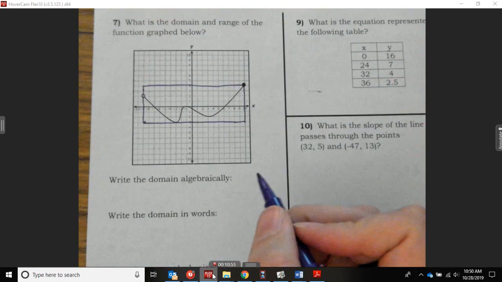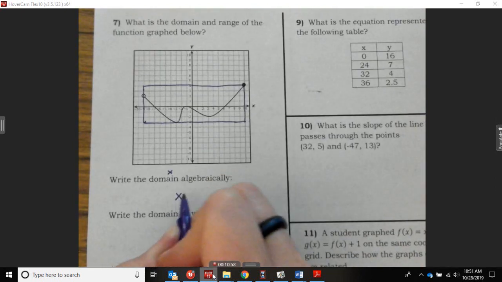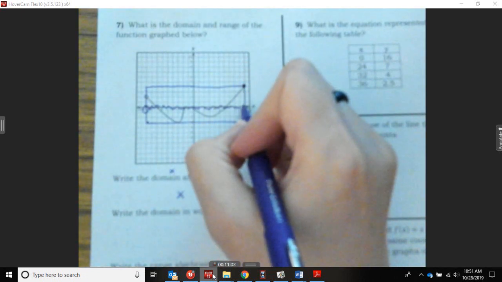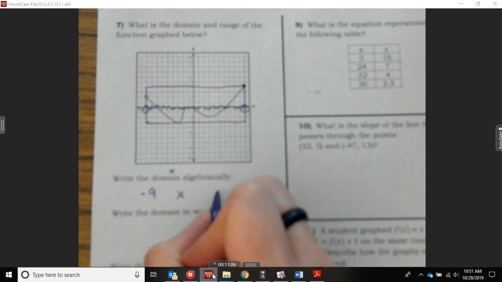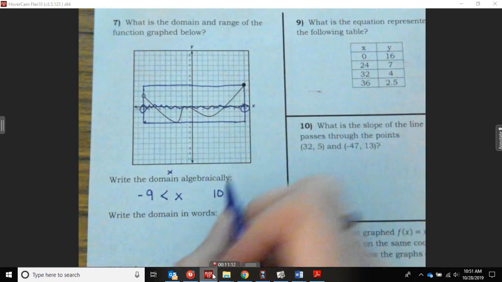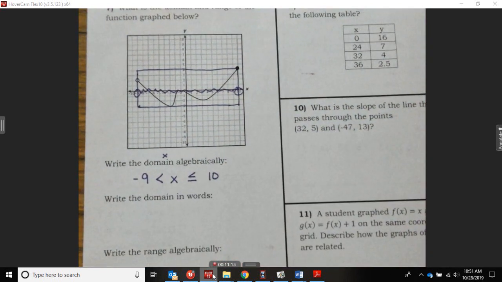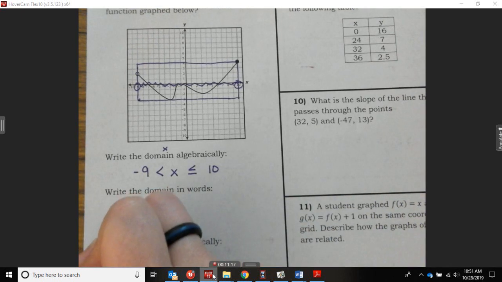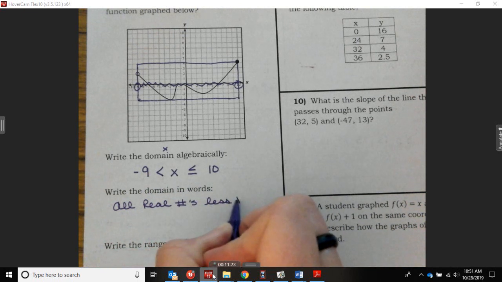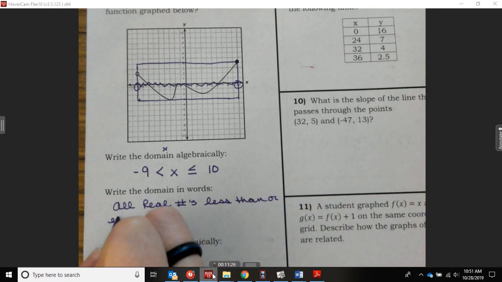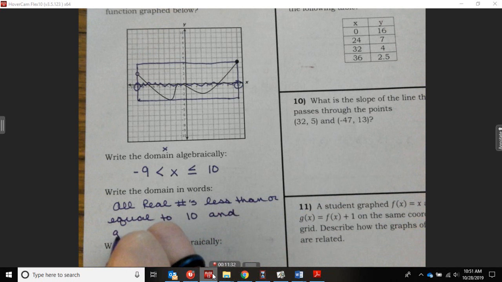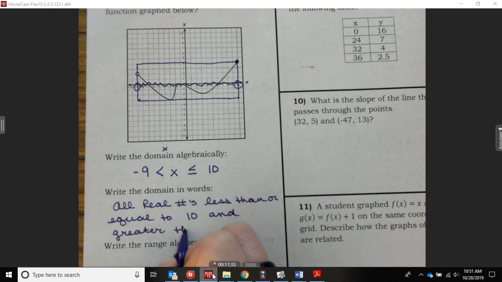Okay. And we're looking at the domain, which is my x values, so that goes in the center if I'm writing it algebraically, and it goes from -9 all the way over to 10. And at -9 I have an open circle, so not equal to, and at 10 I have a closed circle, so we put the equal to. And if we were to write this in words, all real numbers less than or equal to 10 and greater than -9.